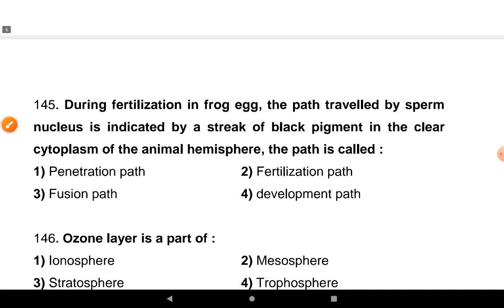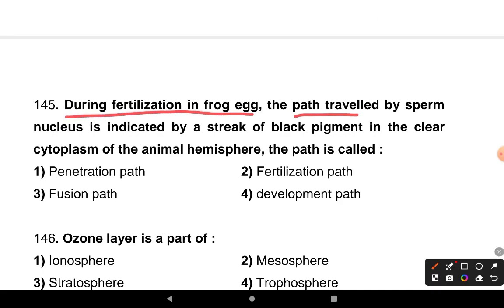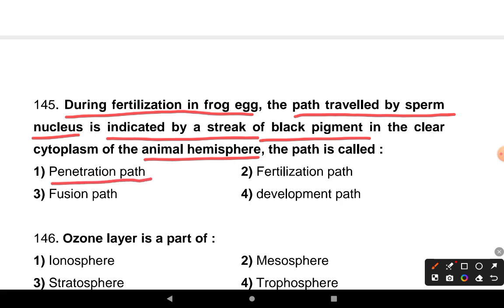Our next question is, during fertilization in frog egg, the path traveled by sperm nucleus indicated by a streak of black pigment in the clear cytoplasm of animal hemisphere is called penetration path, fertilization path, fusion path, development path. The correct answer is option 1. It is known as penetration path.